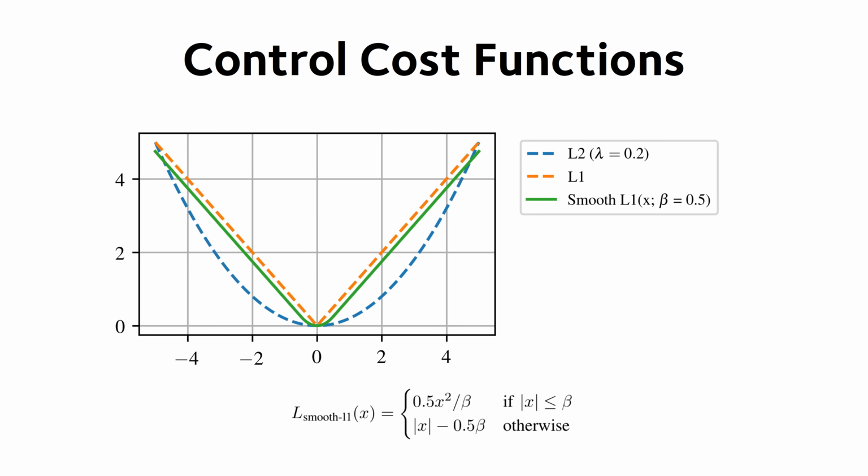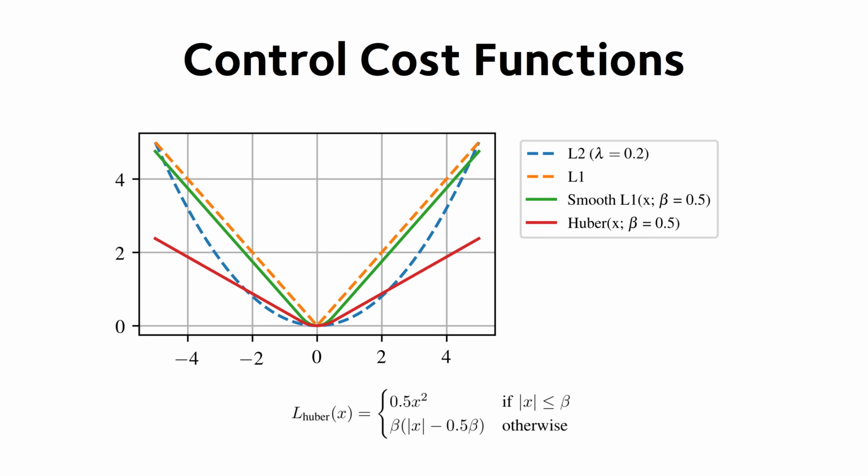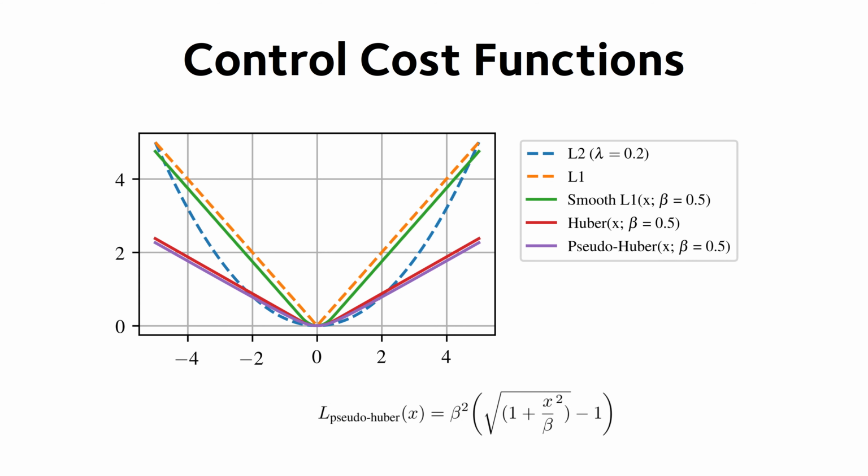A smooth L1 approximation combines L1 and L2 losses to get around this problem. The beta parameter is used to decide when to switch from L1 to L2 penalization. The Huber loss function additionally changes the slope of the function using the beta parameter. The pseudo-Huber loss function produces a similar shape to the Huber loss without explicitly switching between L1 and L2 costs.